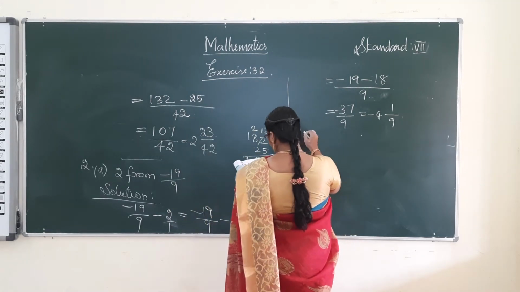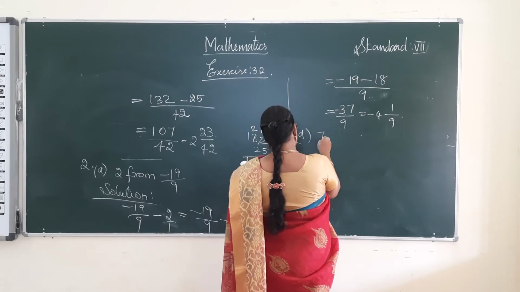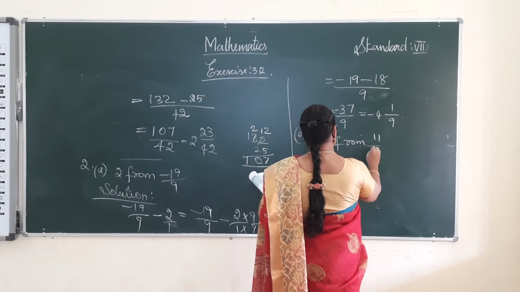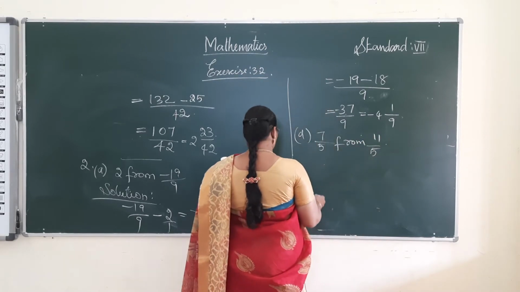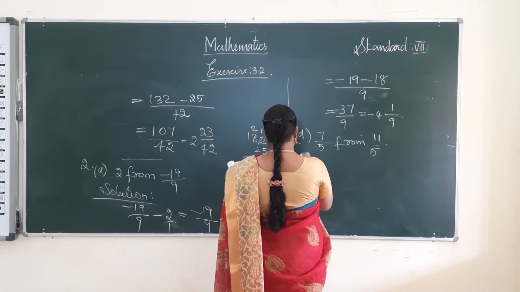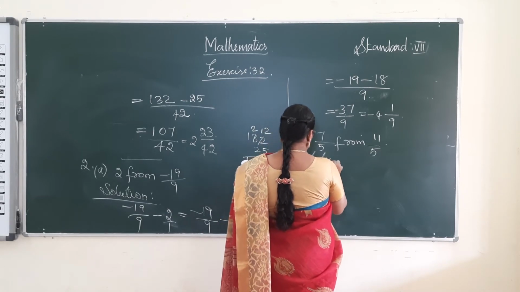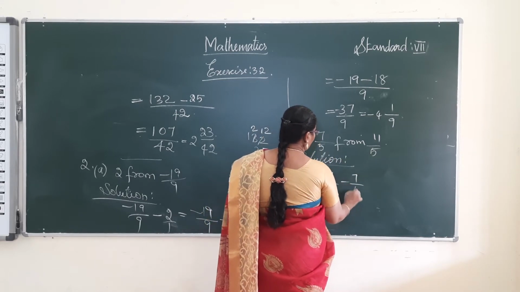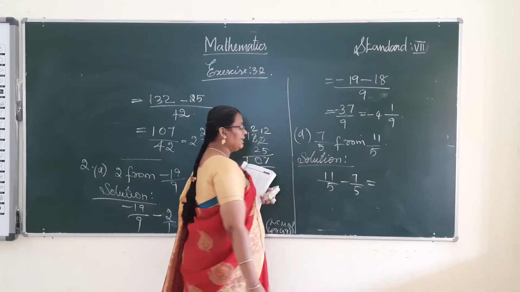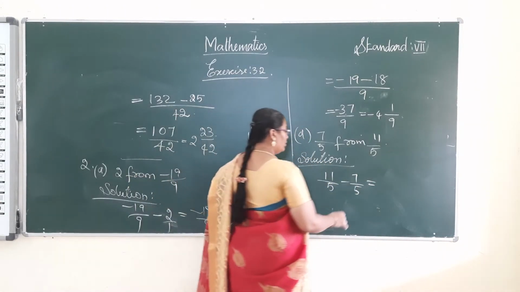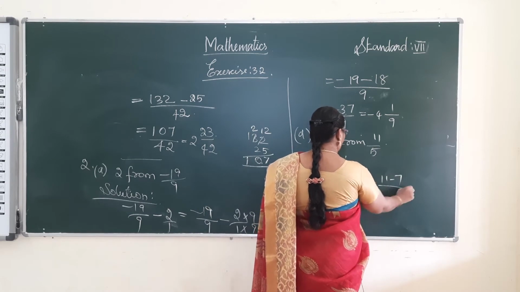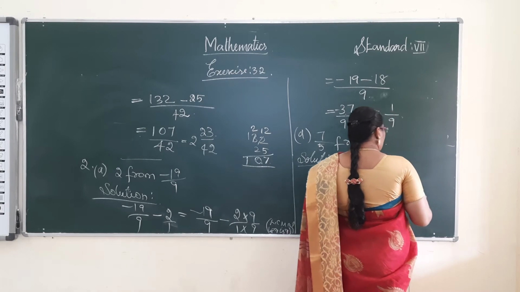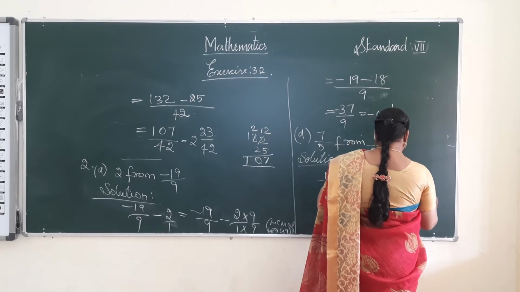Next, the D problem: subtract 7 by 5 from 11 by 5. Solution: 11 by 5 minus 7 by 5. They both have like terms, like fractions. So subtract the numerators: 11 minus 7 is 4. 4 by 5 is the answer.